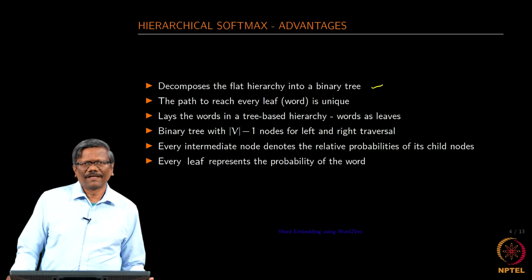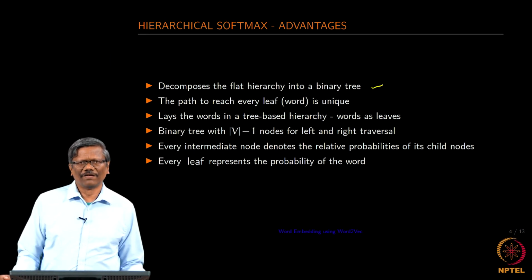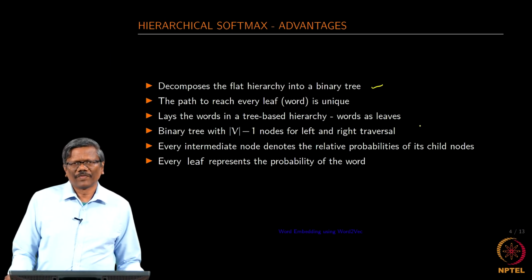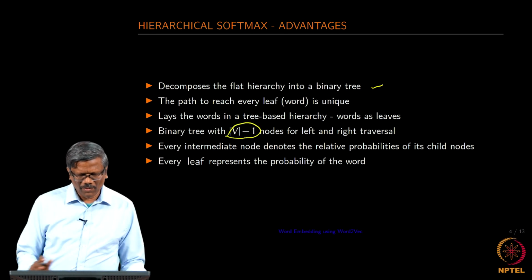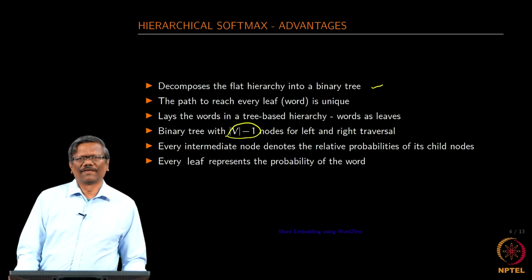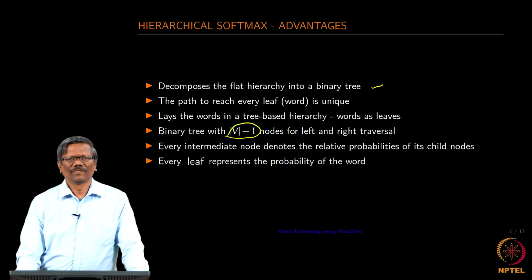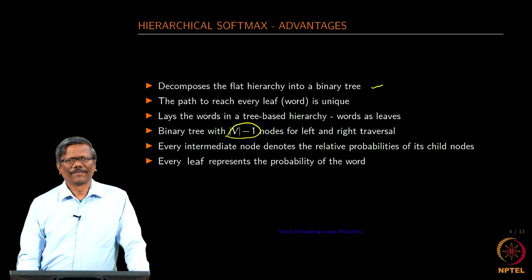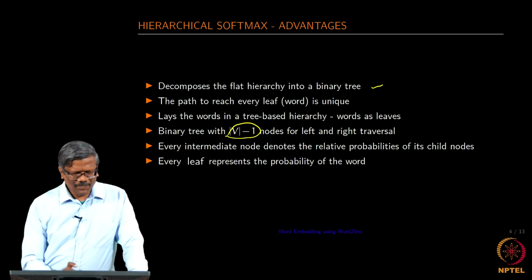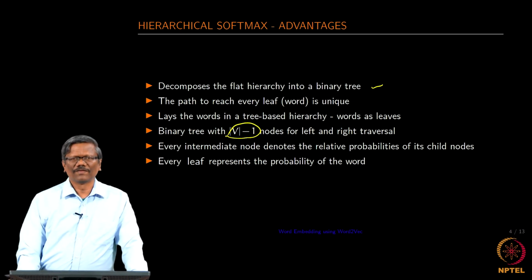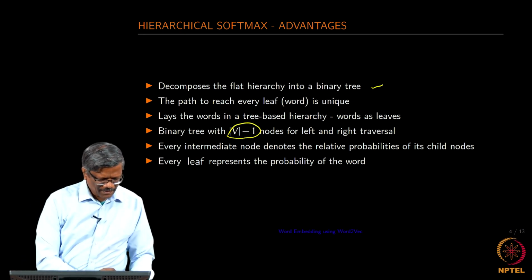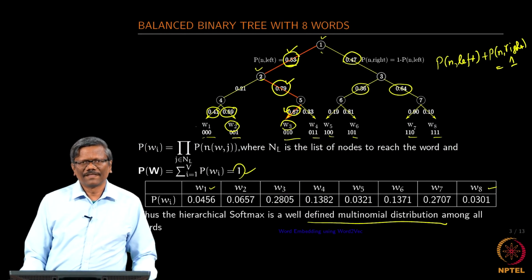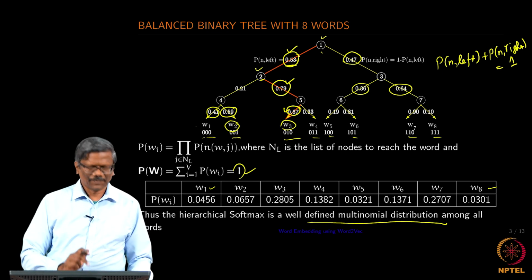So, as I mentioned earlier, it lays the words in the tree-based hierarchy of words as leaves, and you will see that there will be V minus 1 nodes for the left and right traversal. Okay. So, if you have 8 words, you will have about 7 nodes in the tree. Every node denotes the relative probabilities of the child nodes. So, if you go back here, every probability defines the relative probability of the child nodes, all right.